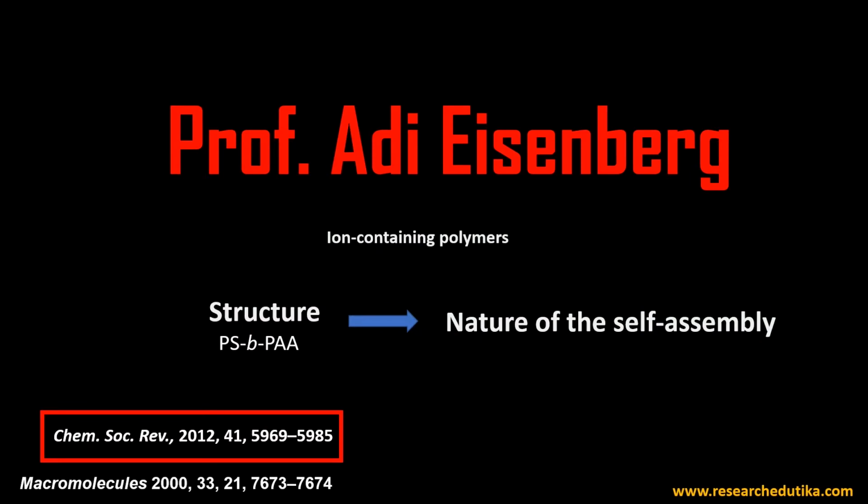Professor Eisenberg was born in Poland. He is a very famous polymer chemist who pioneered the study of ion-containing polymers. We are going to present how he streamlined the self-assembly of block copolymers with one of his reviews, the Chemical Reviews paper published in 2012. You can find more information about his life and how he developed all these important processes for chemistry in the publication in 2000 in the journal Macromolecules.